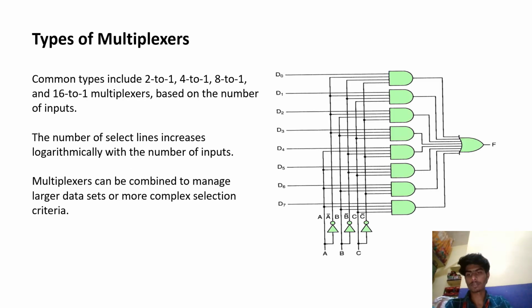Now the types of multiplexers. Types include 2 to 1, 4 to 1, 8 to 1, and 16 to 1 multiplexers. The output is always only one, while the inputs may be any number. The number of select lines increases logarithmically with the number of inputs. Multiplexers can be combined to manage larger data sets or multiplexing selection areas.